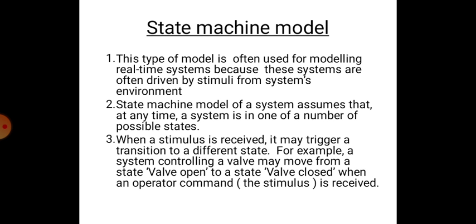Point number 3. When a stimulus is received, it may trigger a transition to a different state. For example, a system controlling a valve may move from the state valve open to the state valve closed when the operator command is received. So students, we know the system will change the state. For example, if you take the help of a pipeline, one state can be valve open and another state can be valve closed.